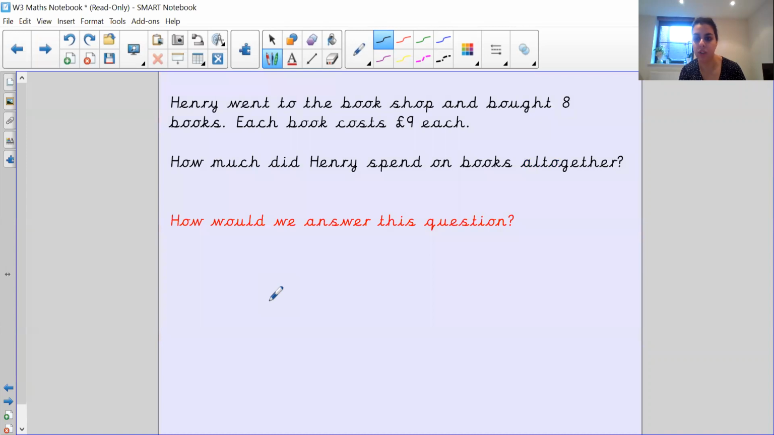Okay, so my first question, it says, Henry went to the bookshop and bought 8 books. Each book cost £9 each. How much did Henry spend on books altogether?